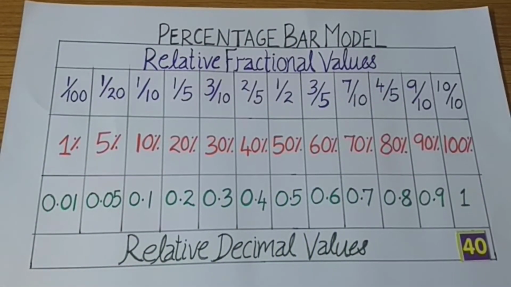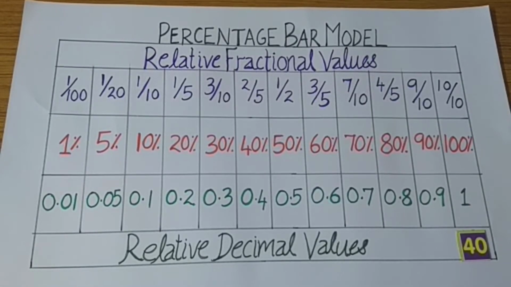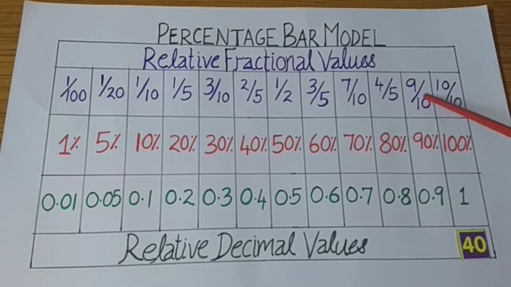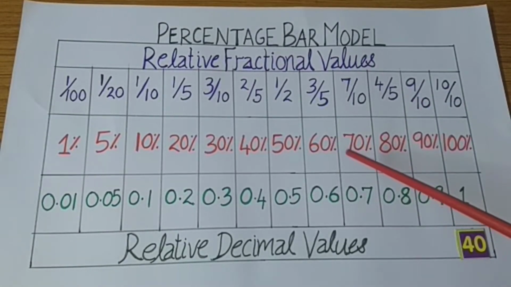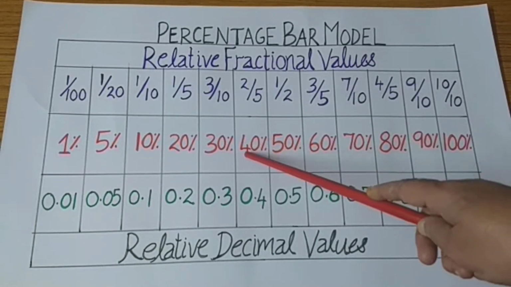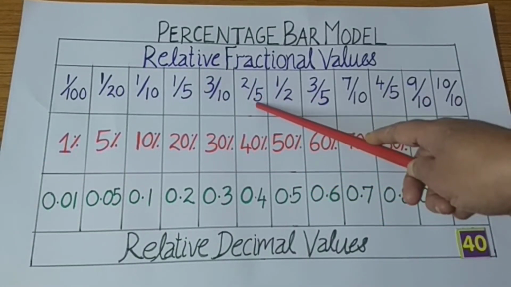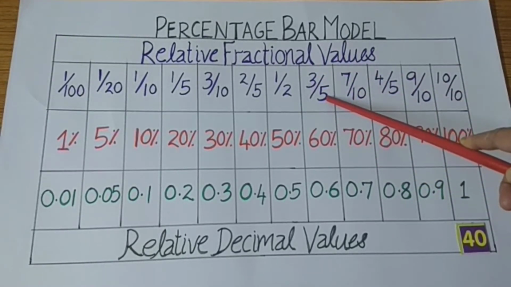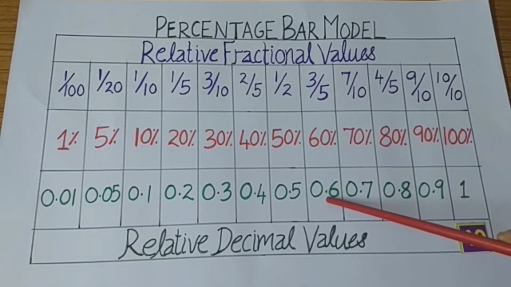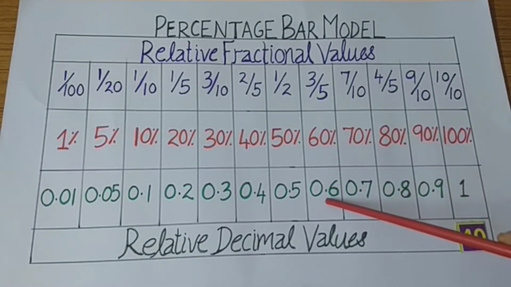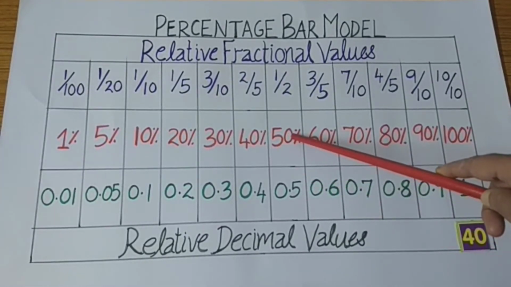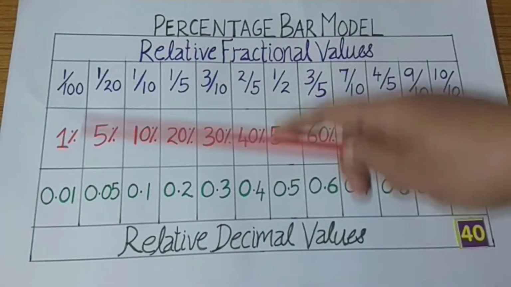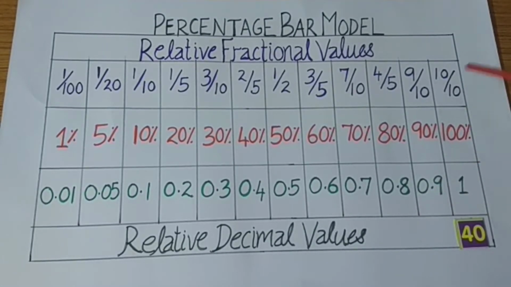Whenever a percentage problem comes, the trick lies in understanding how these percentages are related to the fractions and the decimals. For example, if it is 40%, it's going to be 40 by 100, which is reduced to 2 by 5. If it is 60%, it is 60 by 100, which is reduced to 3 by 5. Similarly, the relative decimal values are, for 60% it is 0.6, for 50% it is 0.5, and like this it goes on. The teacher has to first make a chart showing the model like this.